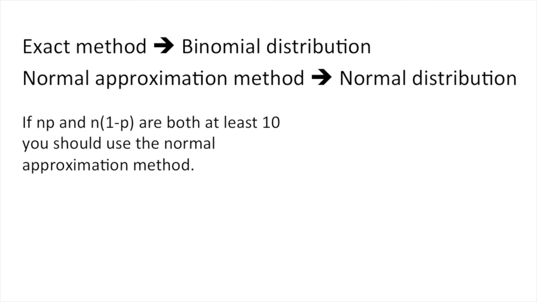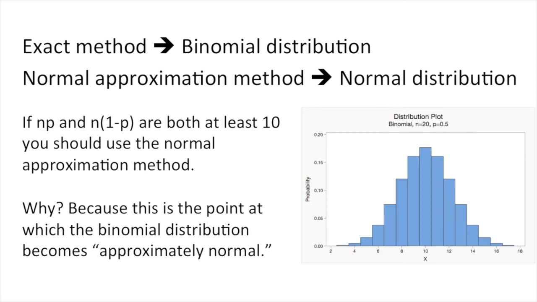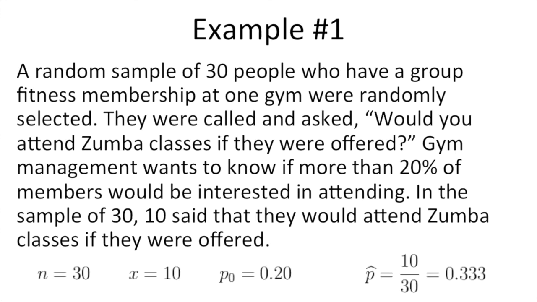If n times p and n times 1 minus p are both at least 10, you should use the normal approximation method. This is what's preferred in the field. Why? Because this is the point at which the binomial distribution becomes approximately normal. Here, we have a binomial distribution plot where n equals 20 and p equals 0.5. In this case, n times p and n times 1 minus p are both equal to 10. We can see that this distribution plot is approximately normal. Let's look at an example.